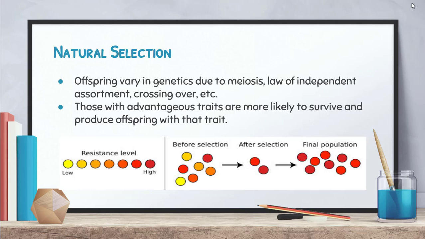So we take a look here at resistance level. Let's say that these are bacteria. Bacteria have a wide range of resistance because the genetics of each bacterium is slightly different. Let's say that an antibiotic is then taken. Well, those that have a high resistance level to the antibiotic are more likely to survive in that environment. When they reproduce, they pass those traits on to their offspring, which gives them a more likely chance of having that trait of high resistance. And so as you see, after selection, of the final population, nearly all of the bacteria that are produced are resistant. This is the change in genetics over time.